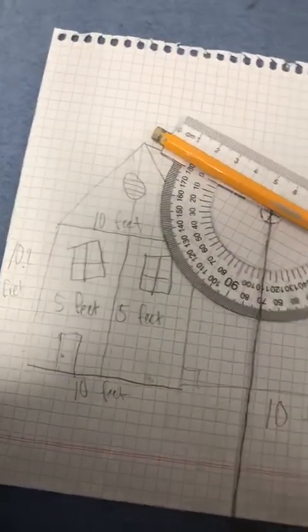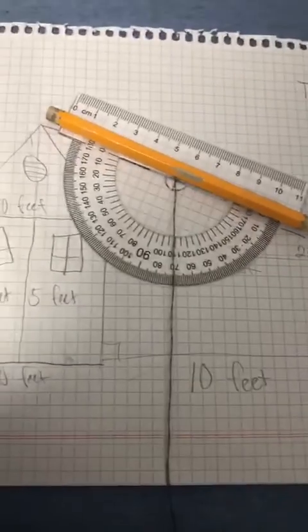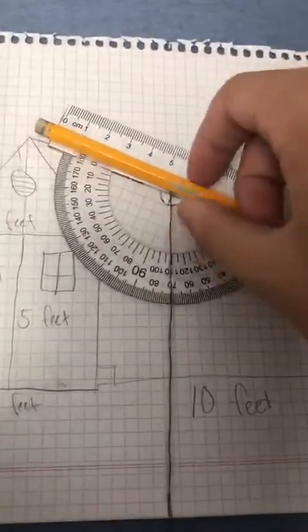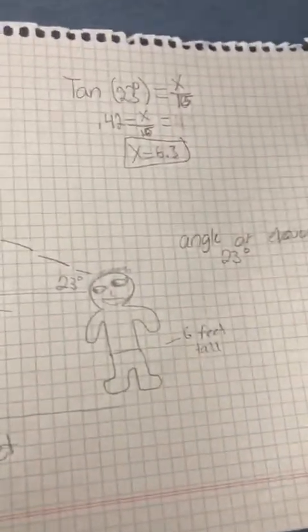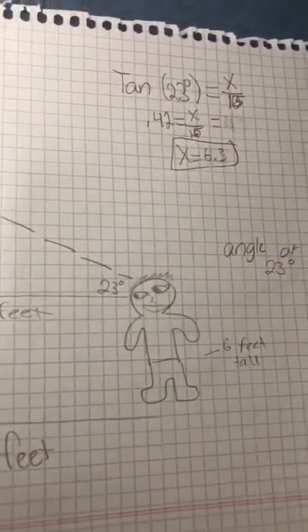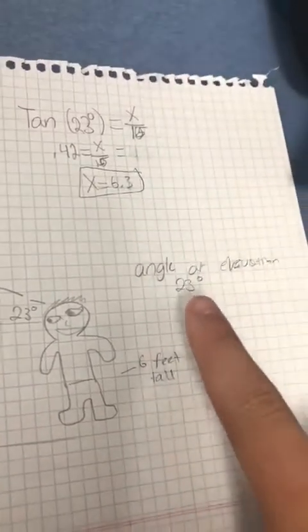So, and then I got that, as you can see, it went down at about the 72, 73 mark, something like that. So that's how I got 90, you have to do 90 minus 72, which is equal to 23, and that's how I got the angle of elevation.